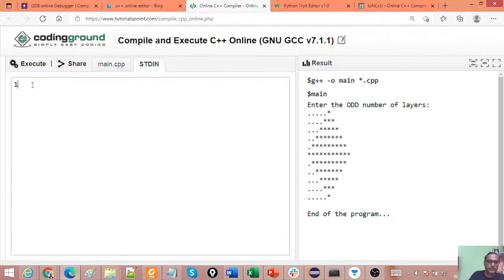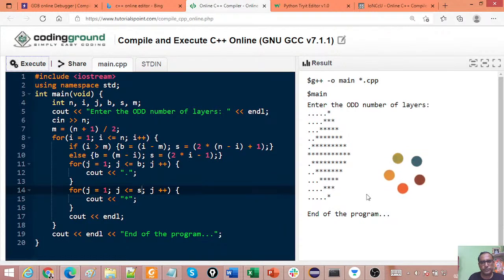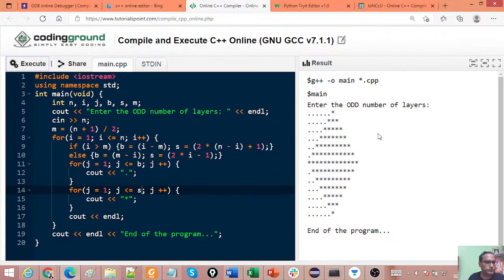Give another value for n. Give this one 13. Come back here. Execute. So 13. You can find how the things are working. My students, everyone check it. Anyone did not get it?